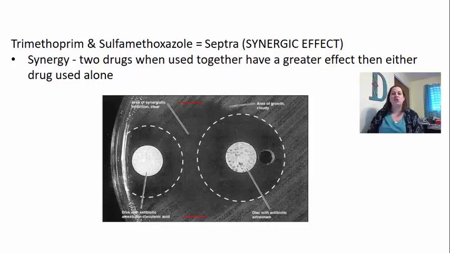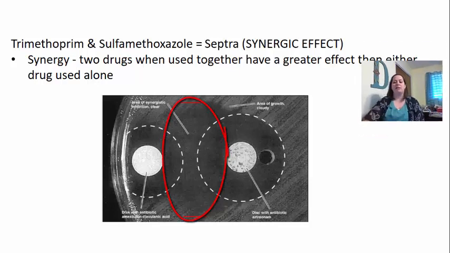So synergy is when two drugs, when used together, have a greater effect than one drug used alone. The two drugs that are used in Septra are trimethoprim and sulfamethoxazole. And if you'll notice here, the synergetic effect shows you that when both of them are placed together, this middle portion is where we see that it's working better against the bacteria than when it was by itself.